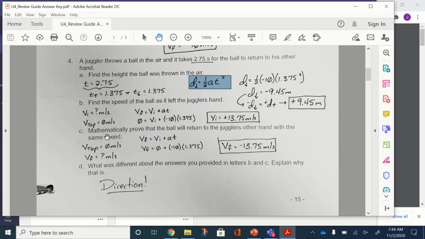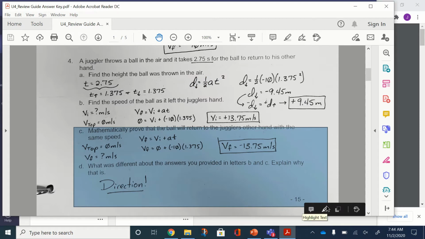There won't be problems on the exam set up like number 4 in terms of A, B, C, and D. I would just give it to you as a one-shot. Here's the question: what is its speed coming back down? Especially things like C and D. There won't be questions like that, but you will need to apply those in order to get the correct answer.